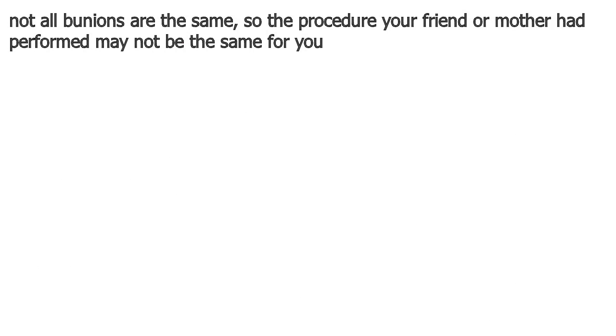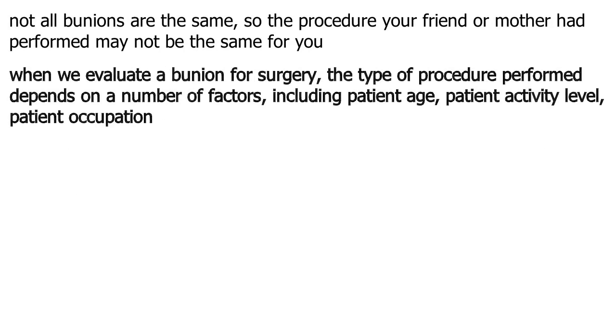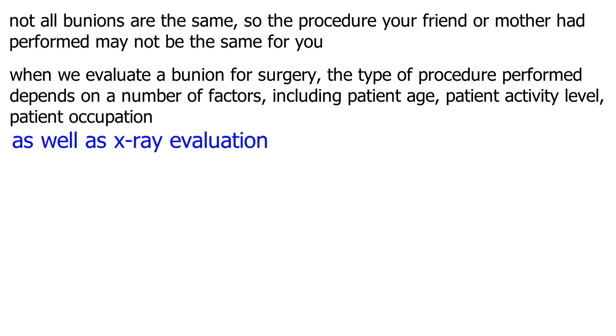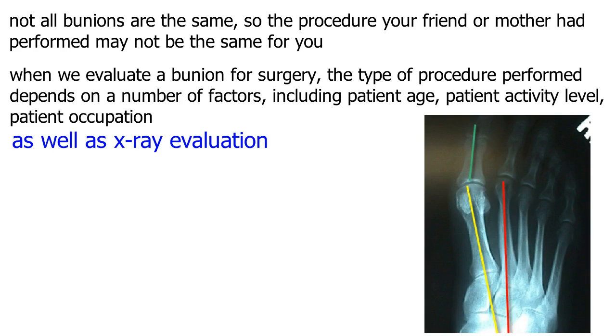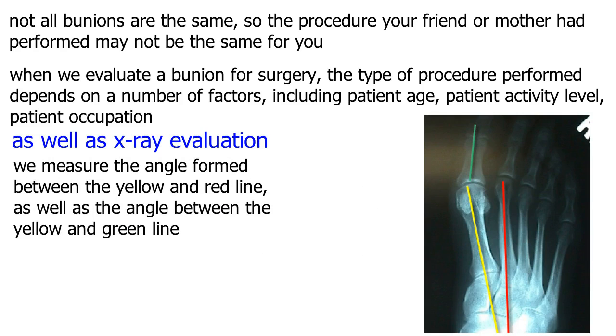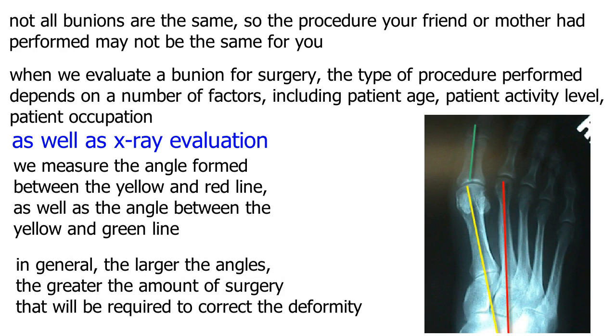Not all bunions are the same, so the procedure your friend or your mother had performed may not be the same for you. When we evaluate a bunion for surgery, the type of procedure performed depends on a number of factors, including patient age, patient activity level, and patient occupation, as well as X-ray evaluation. We measure the angle formed between the yellow and red line, as well as the angle between the yellow and green line. In general, the larger the angles, the greater the amount of surgery that will be required to correct the bunion.